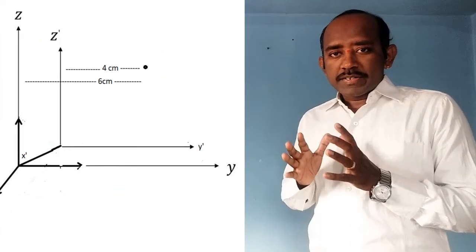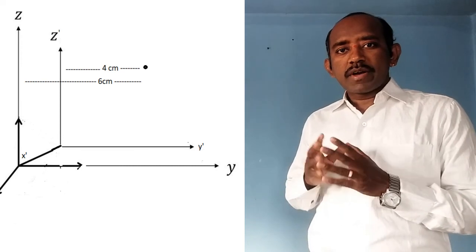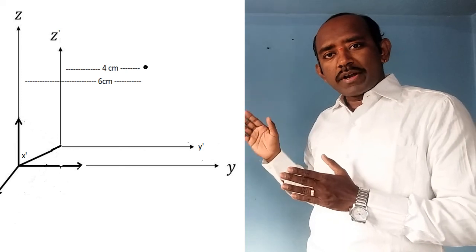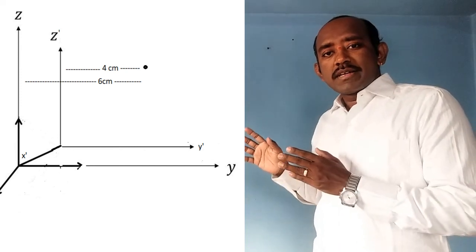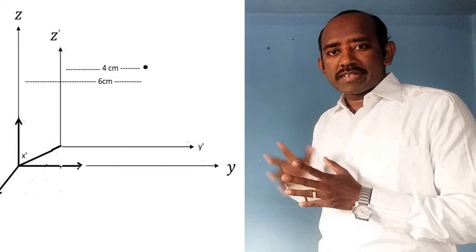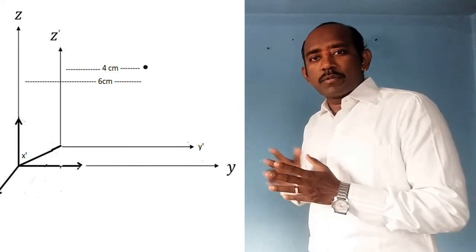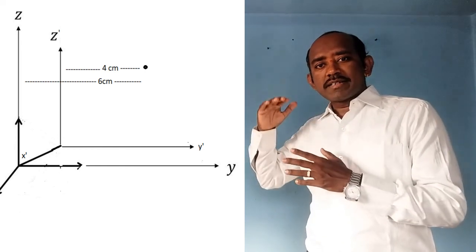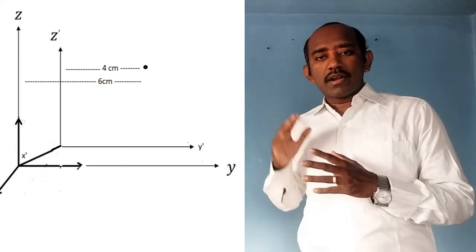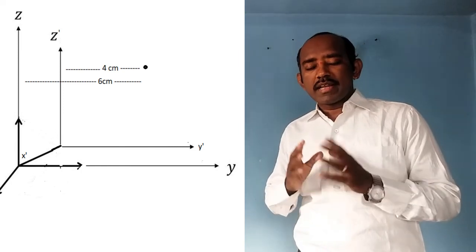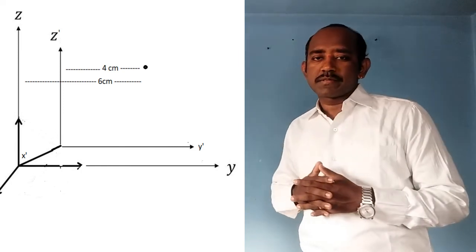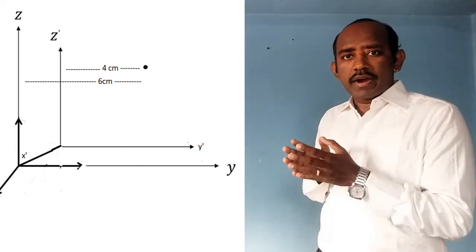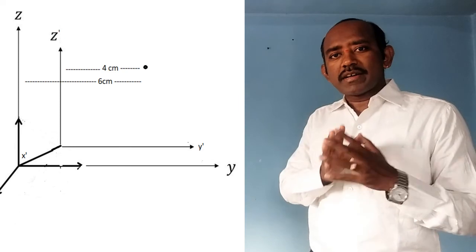Similarly, if we consider another frame, so we are observing from a different point. Here the position of the particle is different. So we say it is at 6 centimeter from the origin along the x-axis, and the same thing, it is at a distance of 6 centimeter along the y-axis. The point is lying at 6 centimeters. So it means that we are observing that point from a different frame.